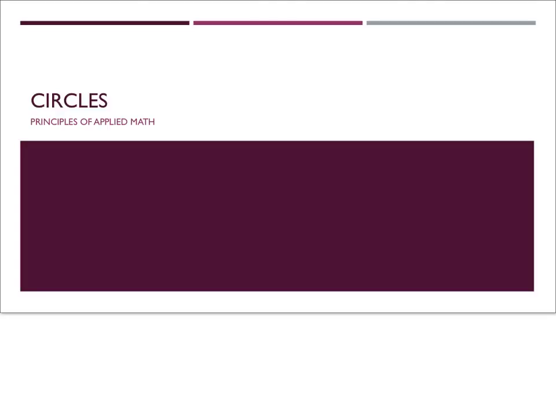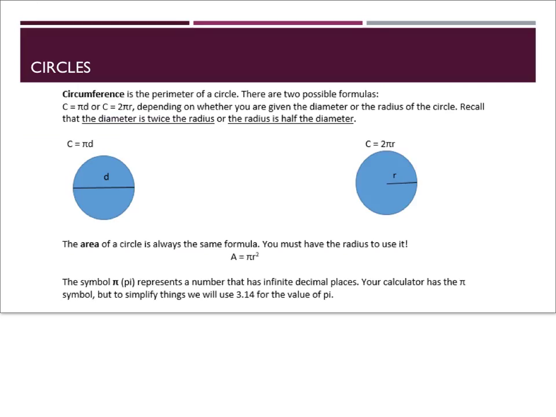Now we want to do the same thing we did with straight-sided figures. Now we want to apply it to circles. Circles technically don't have a perimeter. We call it the circumference. The circumference has two possible formulas depending on what information we're given about the circle.